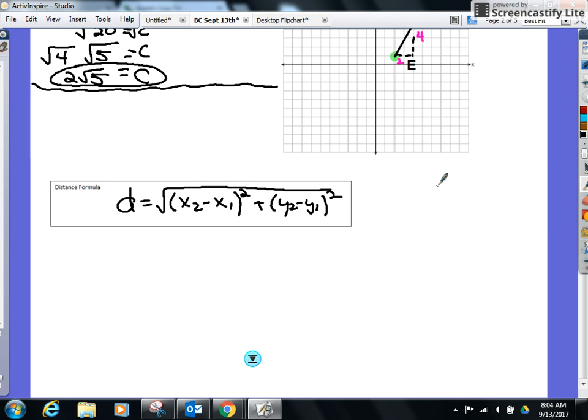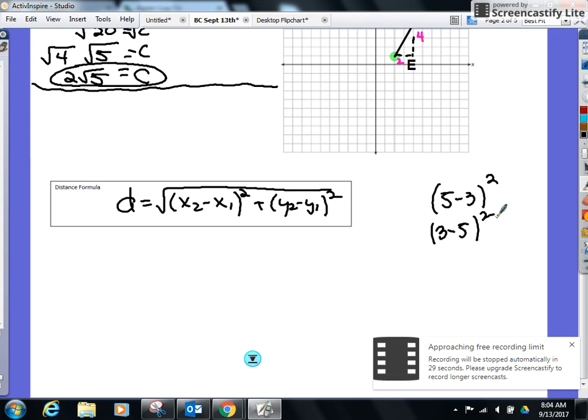Here's why. Ready? Let's say my x coordinates are 5 and 3. Will I still get the same result if I do 5 minus 3 versus 3 minus 5 and square it? 5 minus 3 squared. 3 minus 5, negative 2, square it. So either way, you're going to get out positive 4. So the order does not matter. You plug them in. Everyone okay?